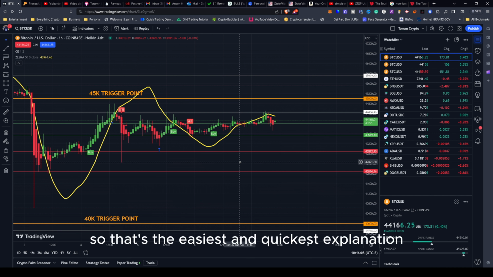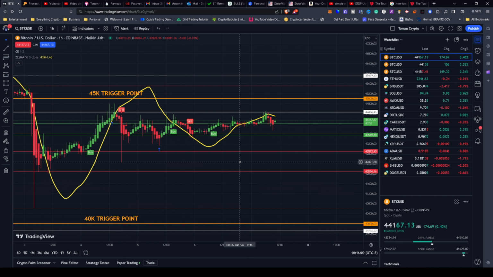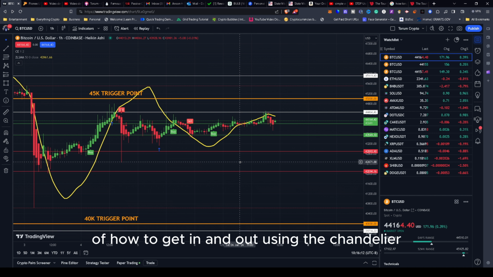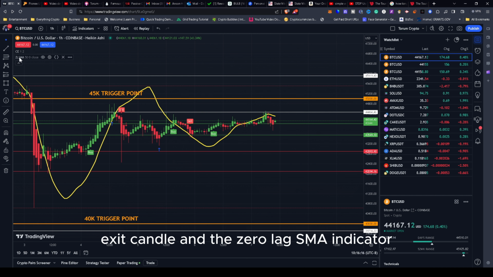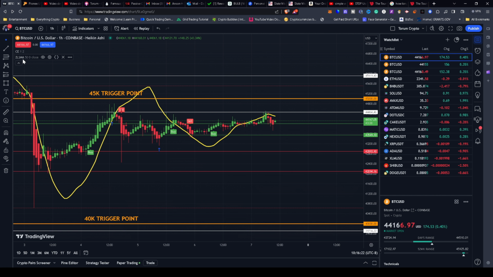So that's the easiest and quickest explanation of how to get in and out using the chandelier exit candles and the zero lag SMA indicator.